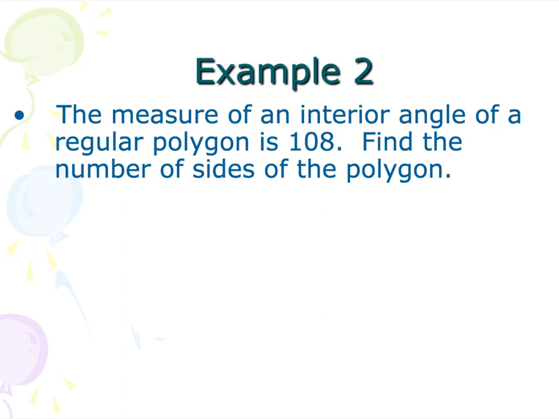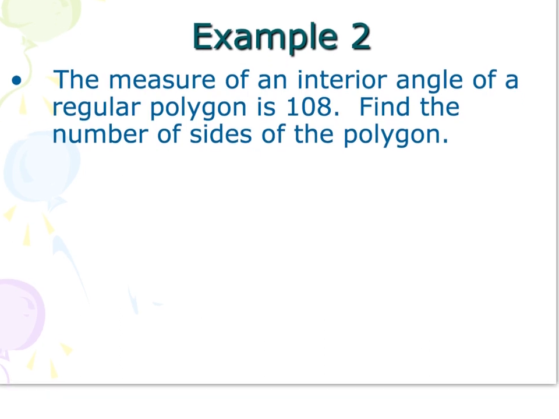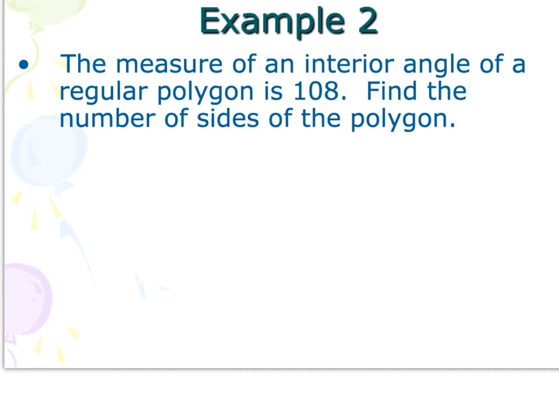All right, so the measure of an interior angle of a regular polygon is 108. Find the number of sides of the polygon. This is another situation where, in my opinion, the exterior angle version is easier than the interior angle version, but I will show you the interior angle version first, and then the exterior angle, and you can choose yourself.